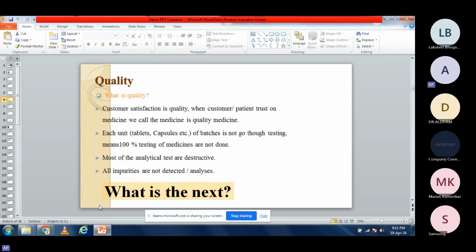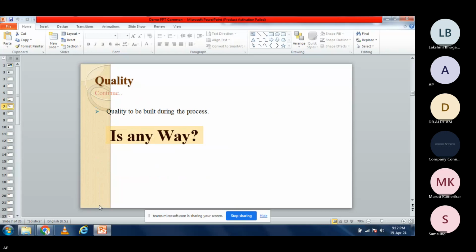So the ultimate objective is why quality is important, because we will not test each and every unit of the product. So we believe that quality should be built up in the process. How?